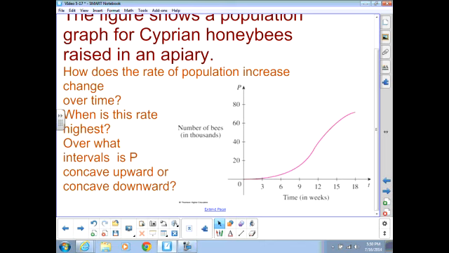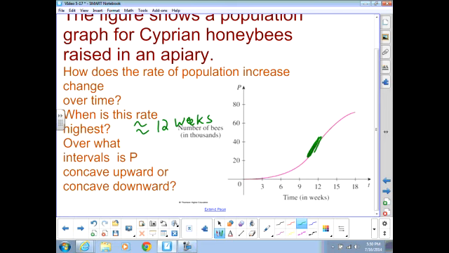How does the rate of the population increase change over time? Well, to start out, it starts to increase the amount it changes, but then that increase starts to slow down. When is this rate the highest? So when is the change the highest? That's like saying when is the slope the highest? Well, the biggest slope is roughly somewhere in here, so around at 12. And we are in weeks, so we've got about 12 weeks.